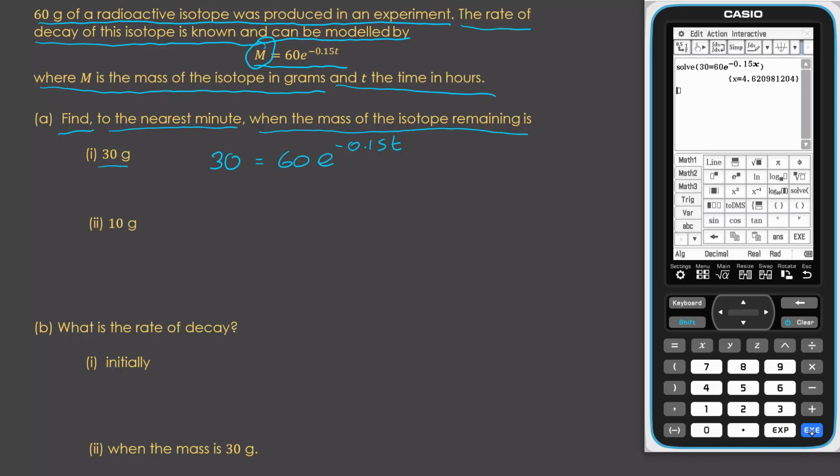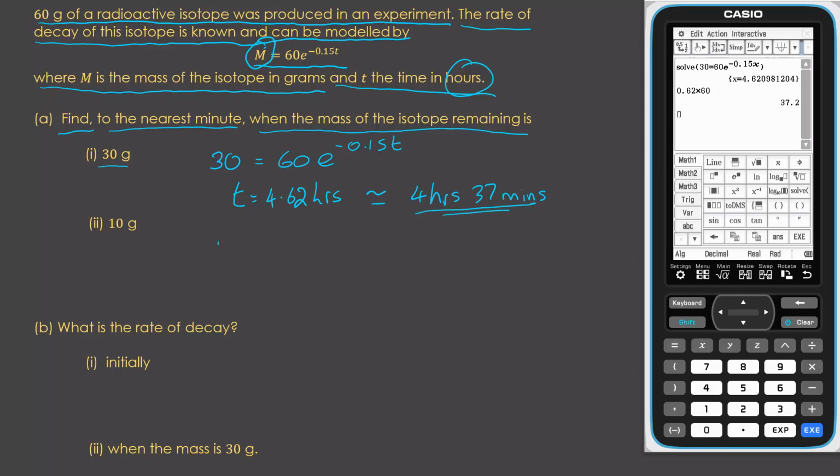and we get 4.62. And of course that's in hours. And 0.62 times 60 gives us 37.2. So that is approximately 4 hours and 37 minutes.